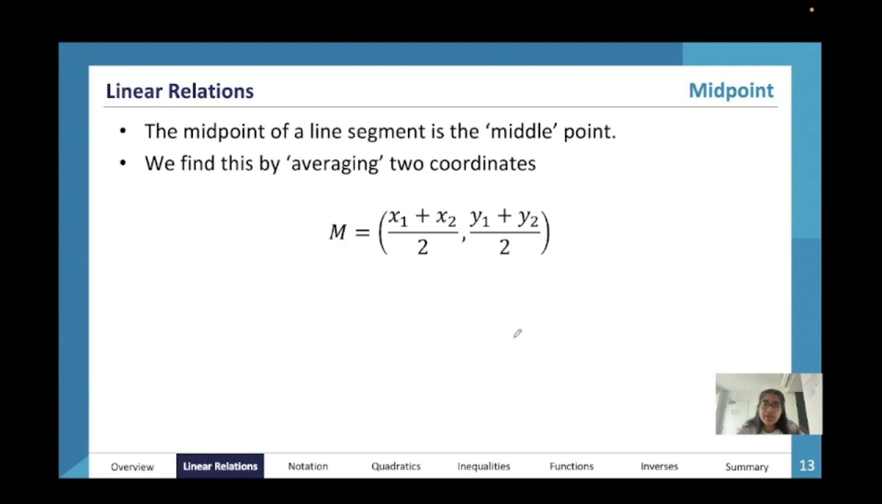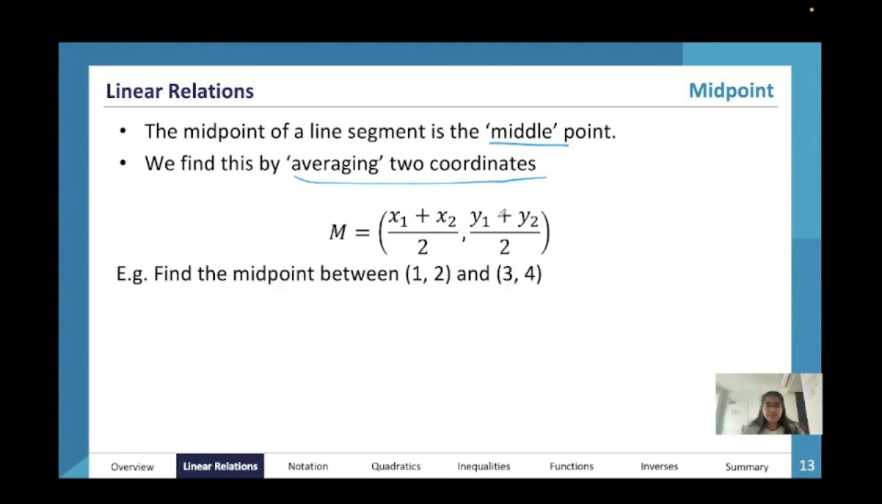Really important concept. Something that's related to distance is midpoint. A line segment is basically two points and a line joining them. The midpoint is the middle point of that line segment. To find it, we basically average the 2 coordinates. So midpoint is (x1 plus x2) divided by 2, the average of those 2 coordinates. And then (y1 plus y2) divided by 2, that's the midpoint of the y coordinates.